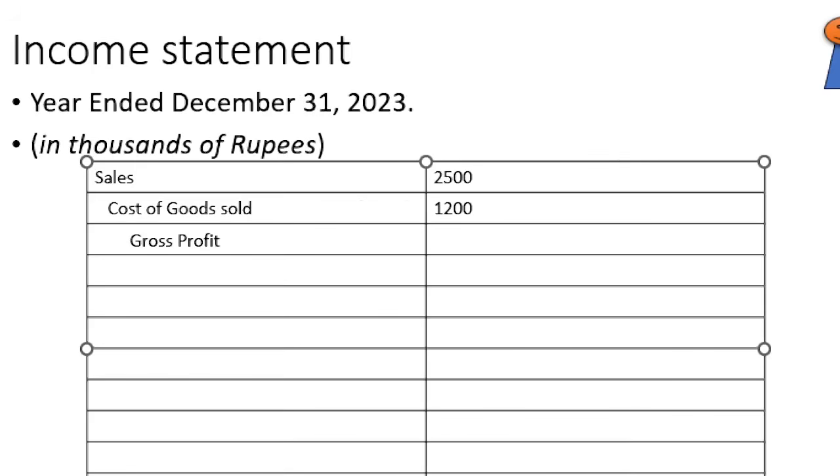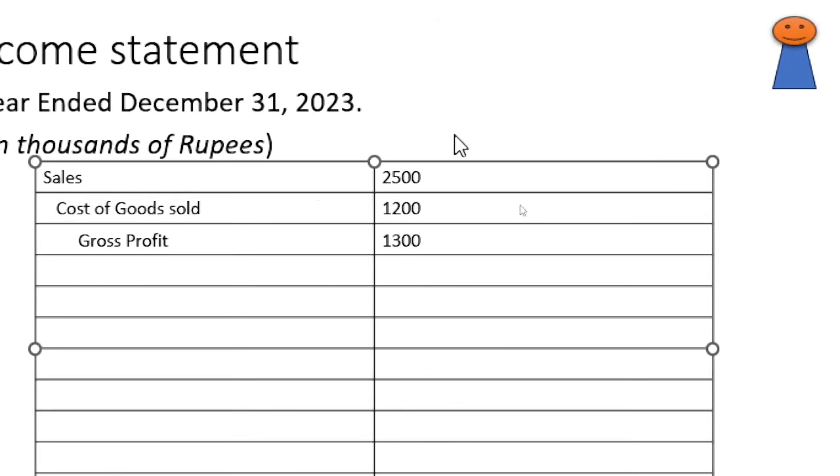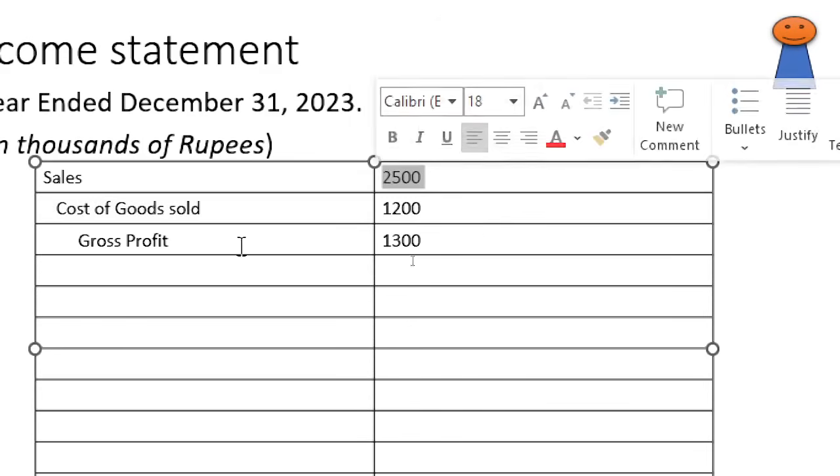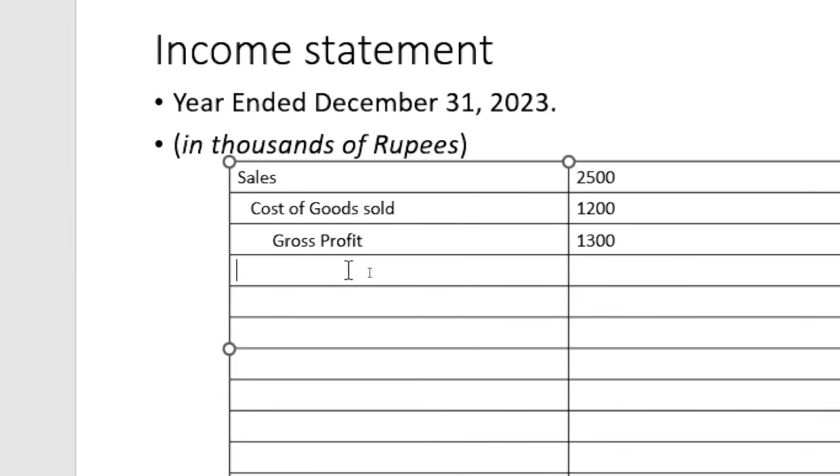You just subtract it. So when you subtract it, you are going to get 1300. So you just subtract 1200 from 2500, and you get 1300 as your option. Now let's look at the expenses. These are the revenues that we generated.